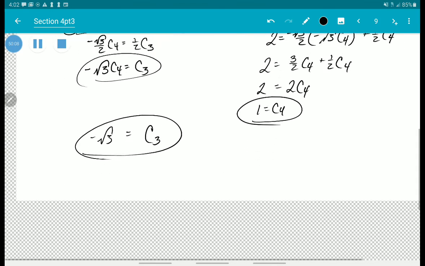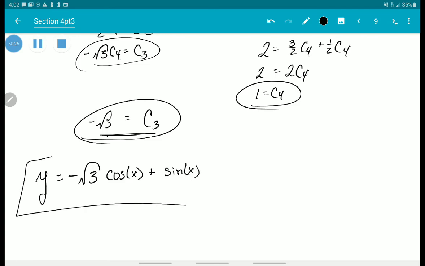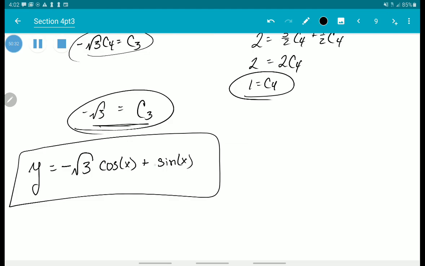So then our final solution, this is finding the particular solution, is going to be y equals negative square root of 3, that's our c3, times cosine of x plus c4, which was 1, times sine of x. So in this case, because of those initial values, our constants ended up being real numbers, not complex numbers. But remember, real numbers are a subset of the complex numbers. So there's our solution for that one.